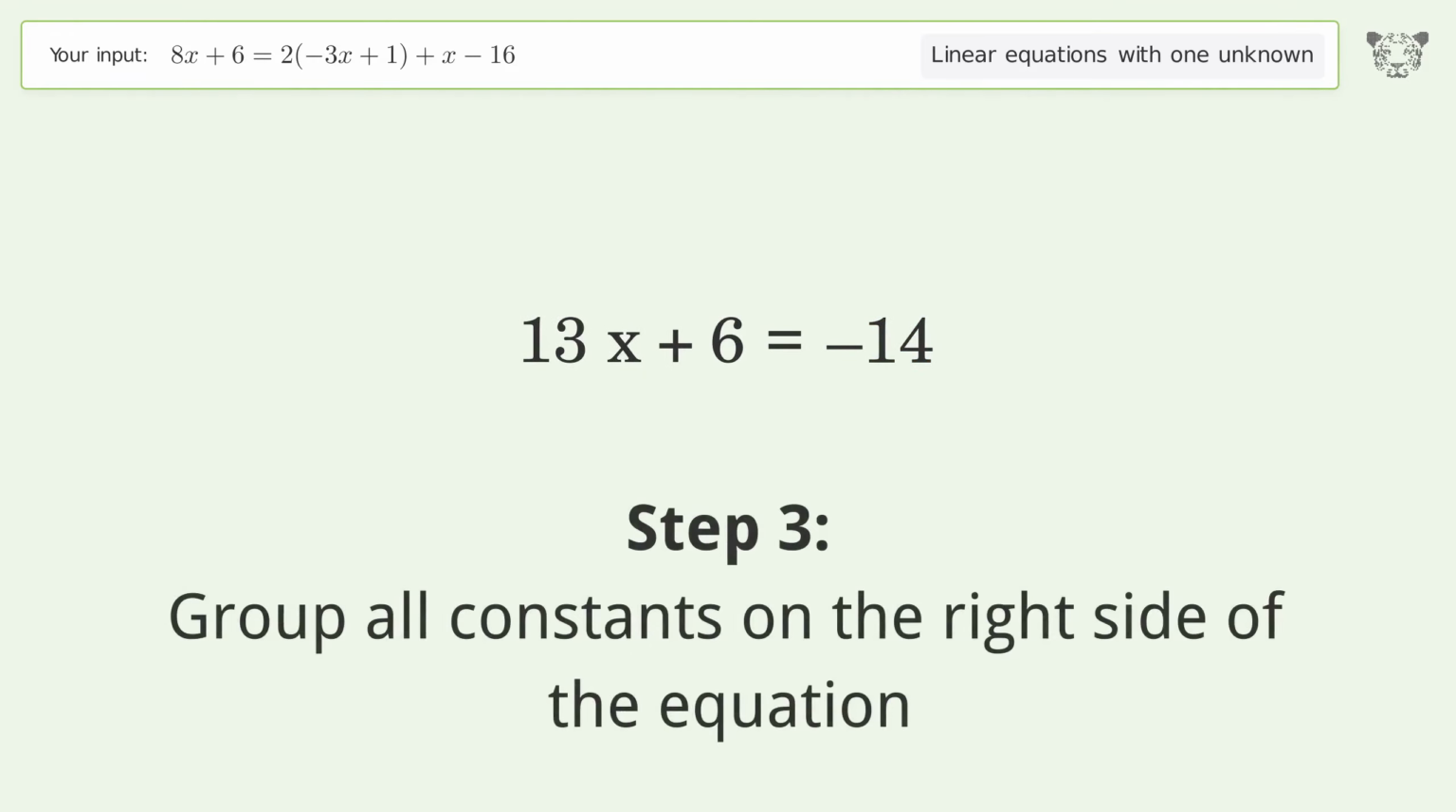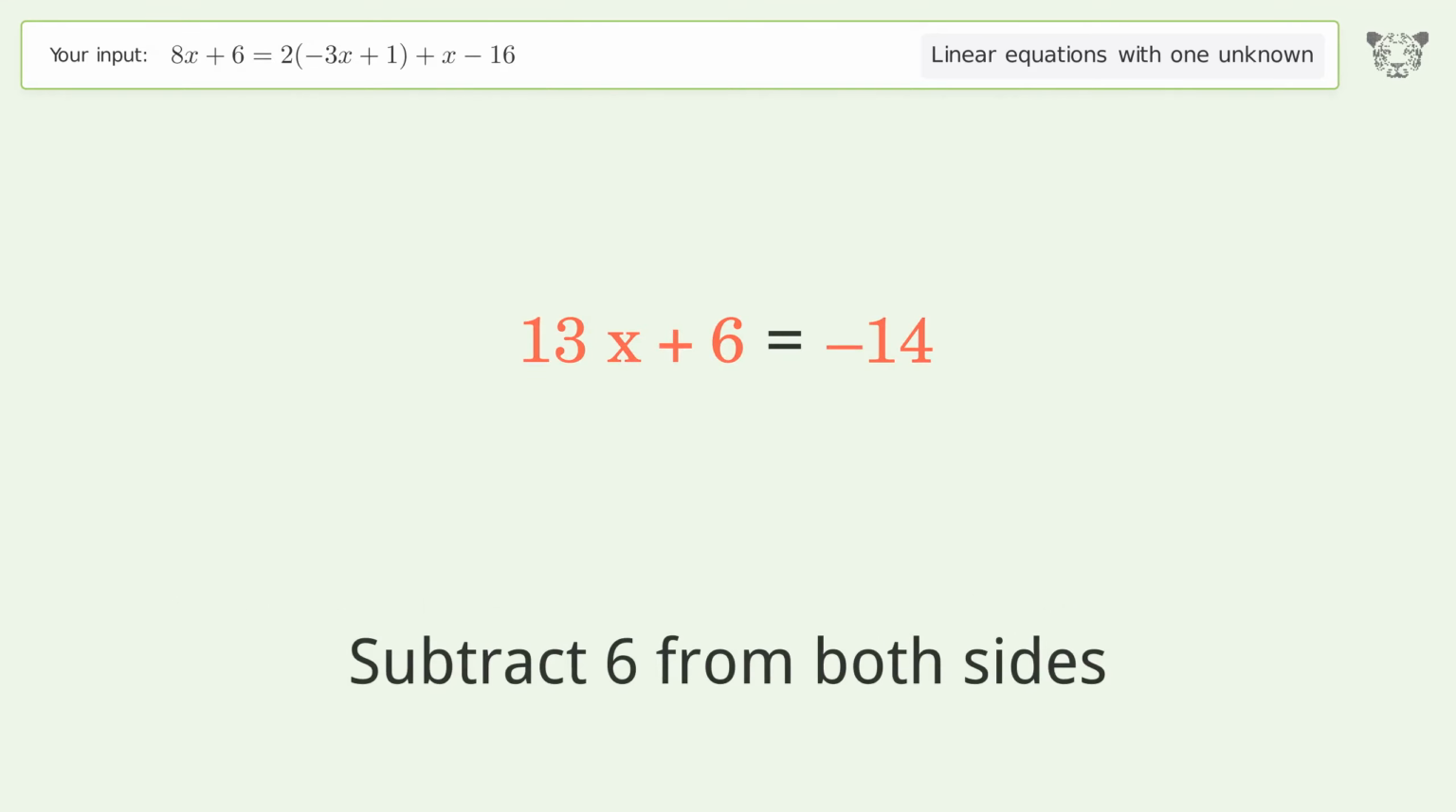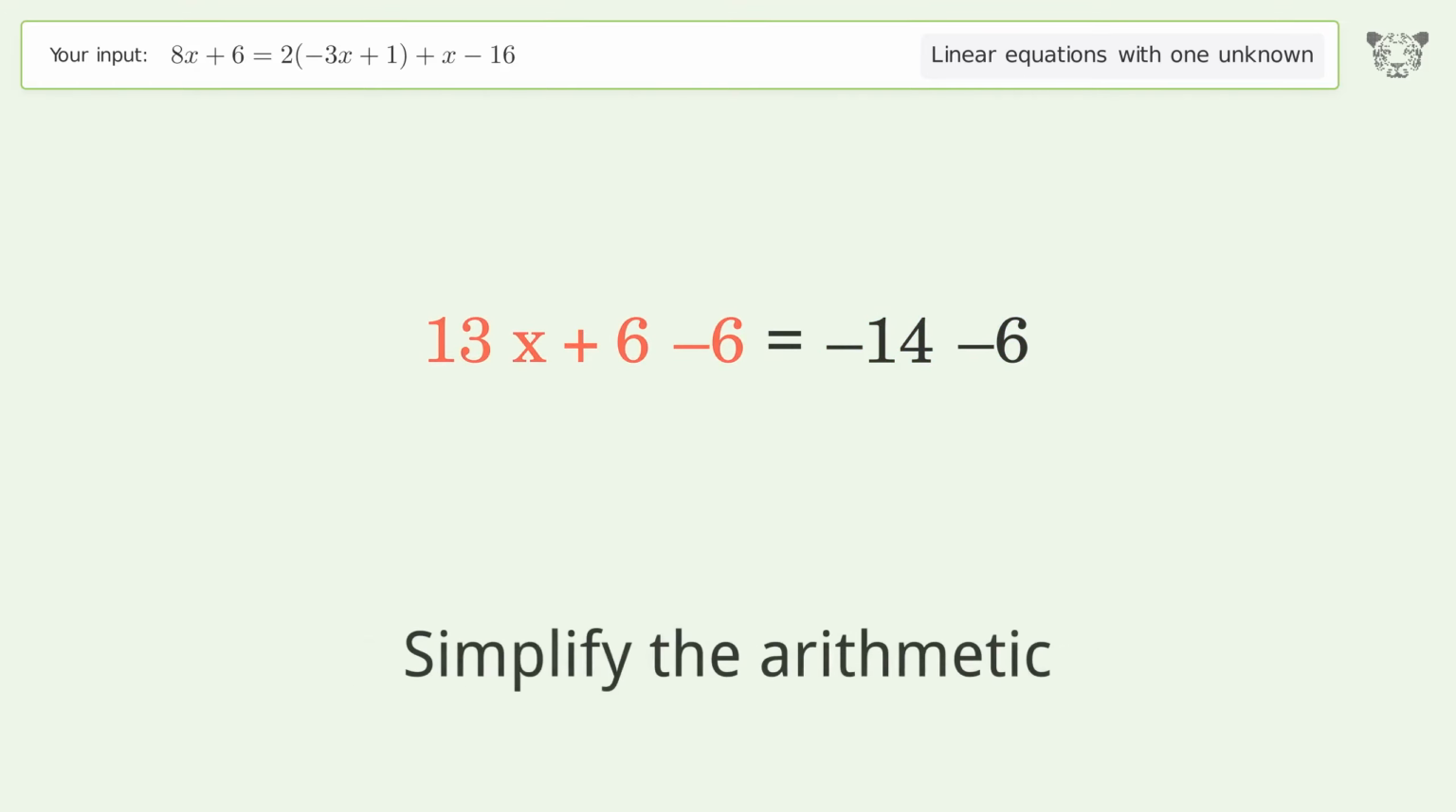Group all constants on the right side of the equation. Subtract 6 from both sides. Simplify the arithmetic.